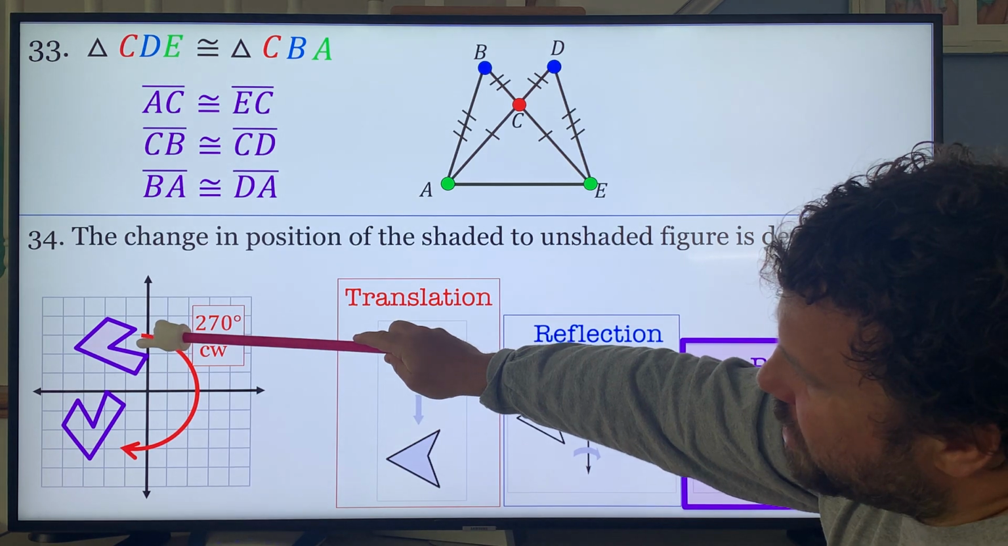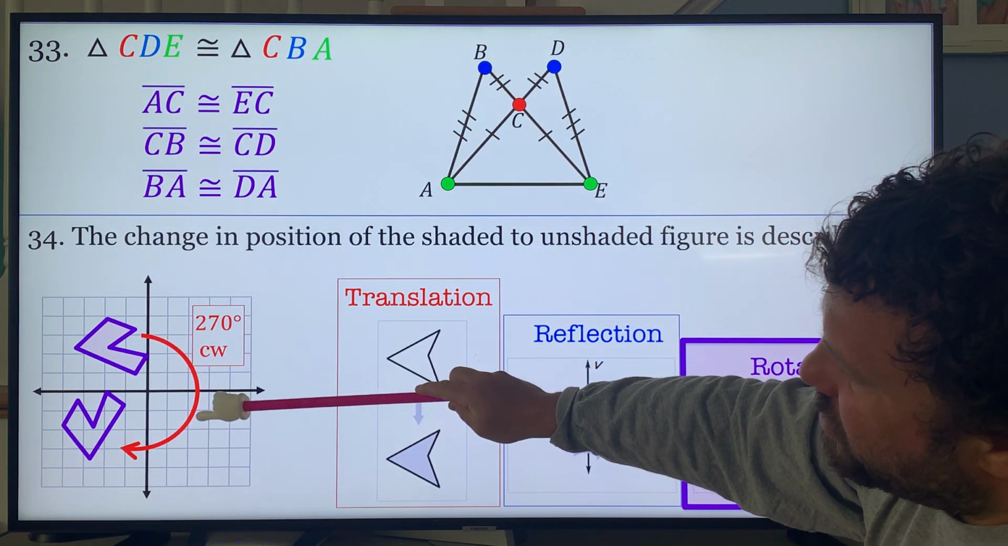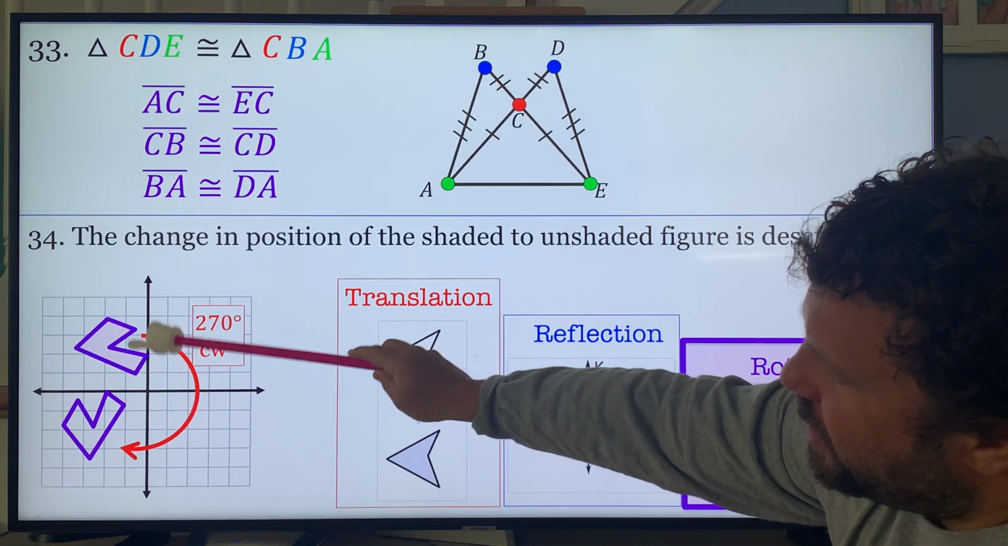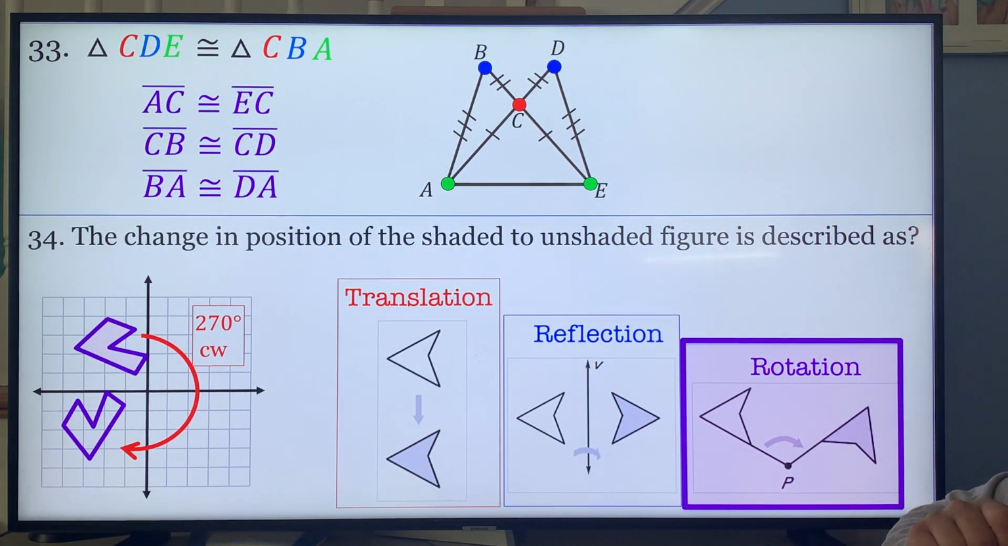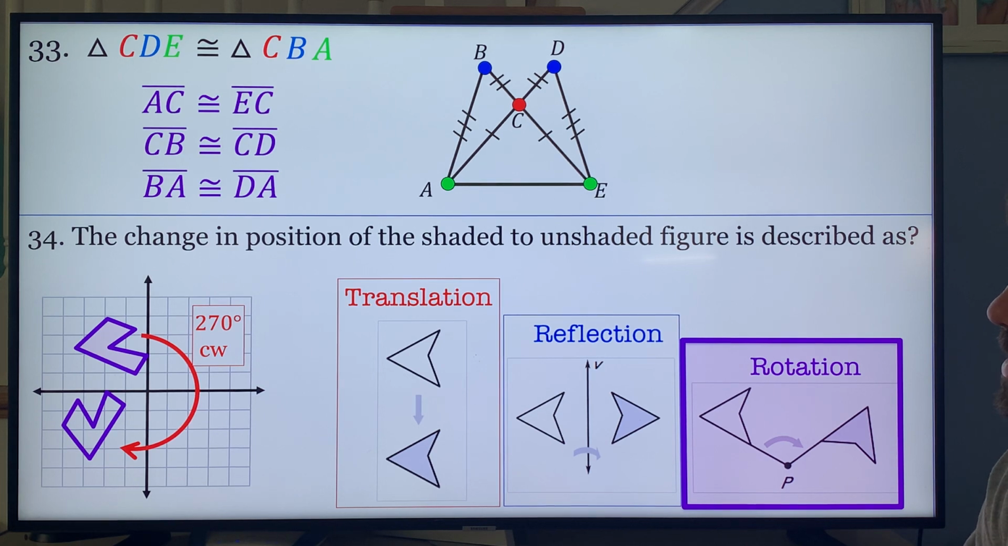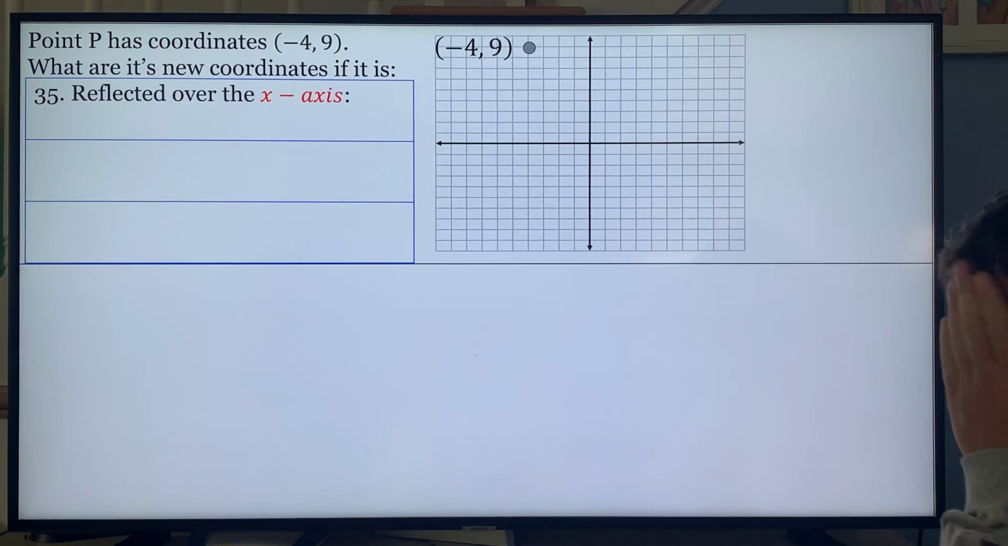At 90, this triangle would be facing down. This triangle would be facing to the left, and then it goes up, and then it goes right back to the same position. Little translations for you. Not translations, transformations. All right, let's do some reflections.